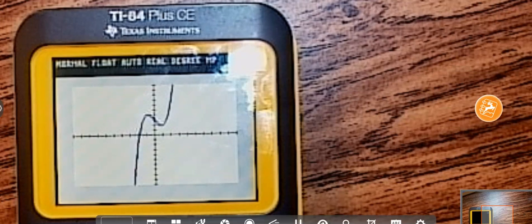The t-step, if you make it like 0.1, that's good. What you don't want is a big t-step because then you'll end up with kind of like dots instead of something like a solid curve. Okay, now, are we okay on the graphing part?